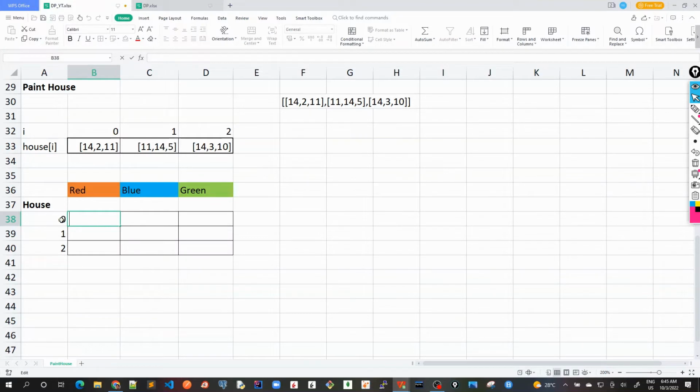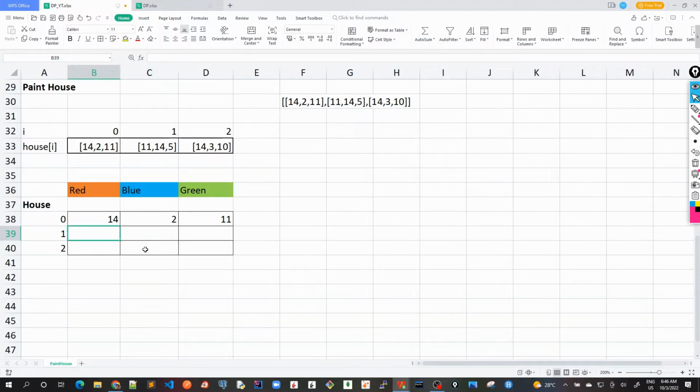Okay, so let's start with the 0. So if I paint the first house with red color, because this is our very first house, there's only one choice, so the cost would be 14 here. Similarly, if I paint the first house with blue color, the cost given here is 2, and similarly for green, it would be 11. Right? For the first house, it is very simple and plain. We only give whatever cost has been given for each of them.